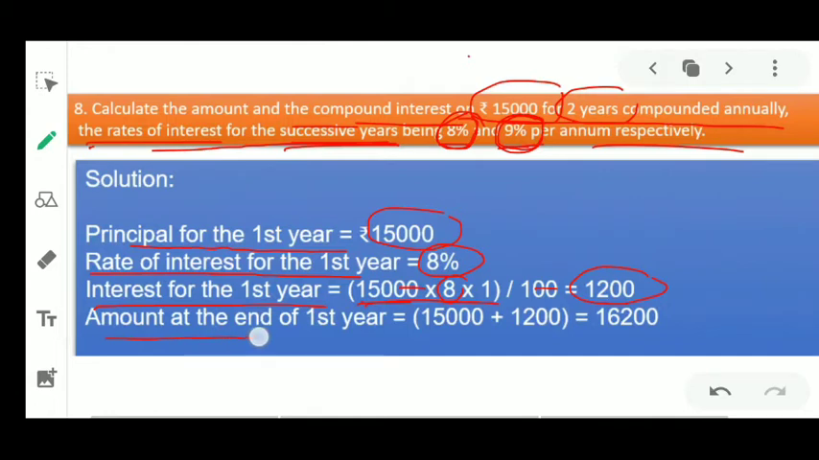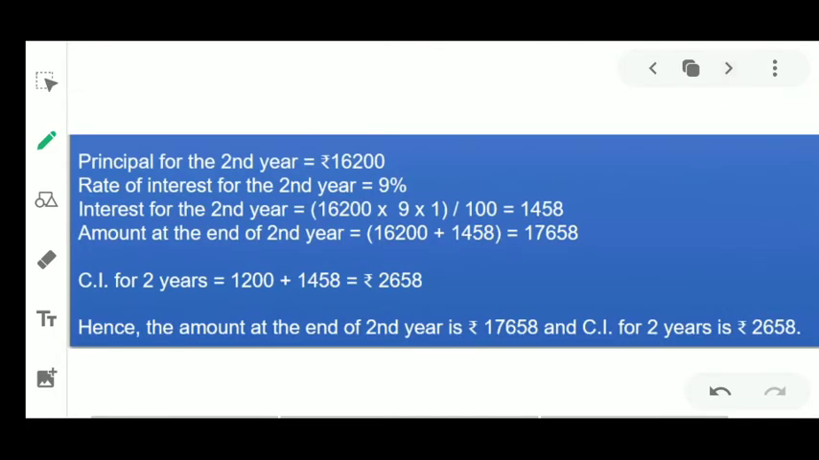The amount at the end of the first year will be P plus I. So 15,000 plus 1200 equals 16,200. This is the amount at the end of the first year. As I told you, for compound interest, the principal for the second year will be the amount at the end of the first year. So the principal for the second year equals 16,200. Now the rate of interest for the second year, that is 9% as per the question.